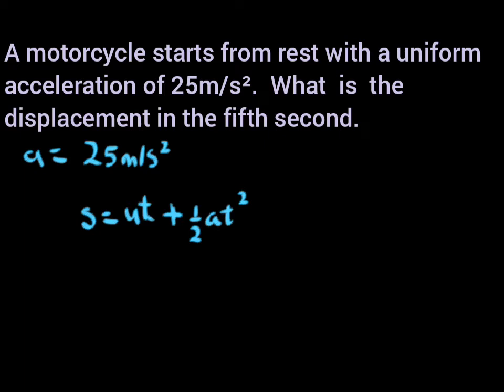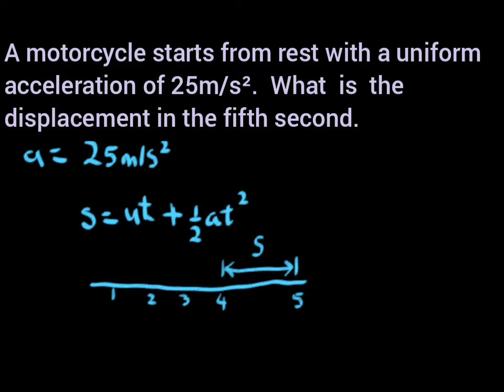Now, the question says we should find the displacement in the fifth second. So what it's trying to tell us is to find this. Let's assume this was a graph showing the time. So this is 1 second, 2 seconds, 3 seconds, 4 seconds, 5 seconds, right? So we're asked to calculate the displacement between here and here. That's what we're asked to find.